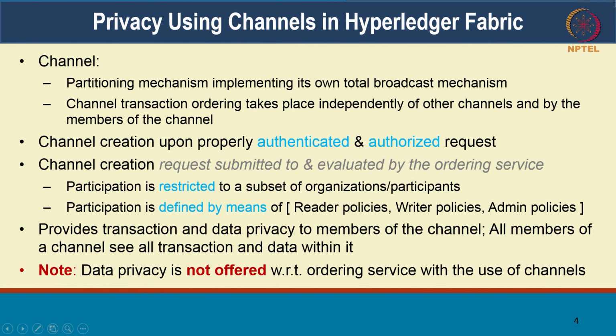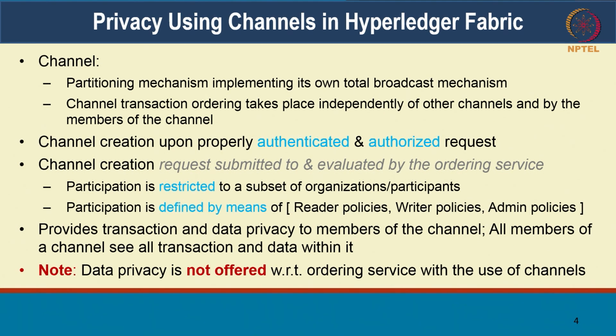So the first notion that Hyperledger Fabric provides is the notion of channels. Channels are really a partitioning mechanism whereby different subsets of entities in the network can come together to form one channel, and all data within that channel are only available to the participants of that channel. Participants who are not part of the channel will not be able to see anything about it. They won't even know the existence of that channel. So it's really a partitioning mechanism, and in some sense each channel maintains its own chain of blocks.